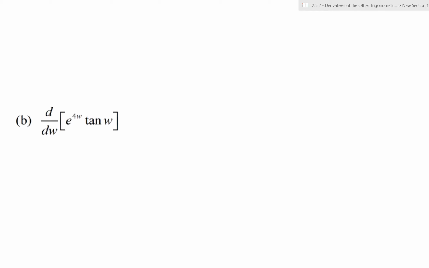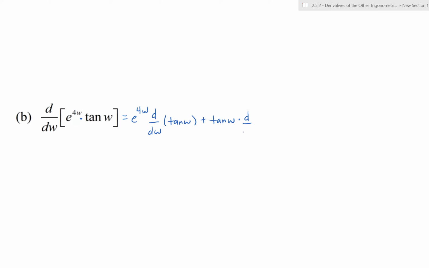How about if we take the derivative with respect to w now, so w is the input variable, of the product function e to the 4w times tangent of w. So again, it's a product rule. And so what do we get? We get e to the 4w times the derivative with respect to w of tangent of w, and then plus tangent of w times the derivative with respect to w of e to the 4w.